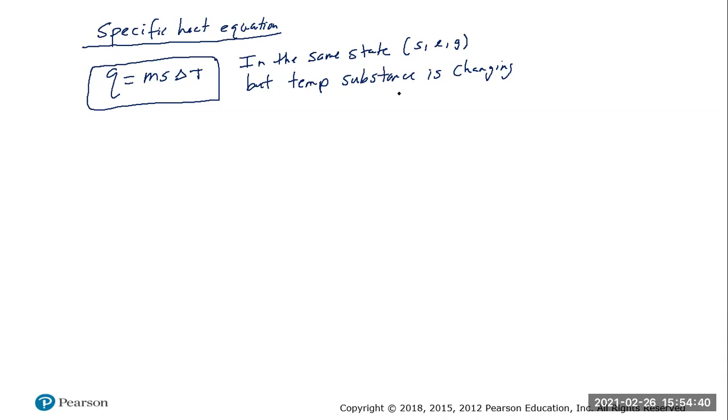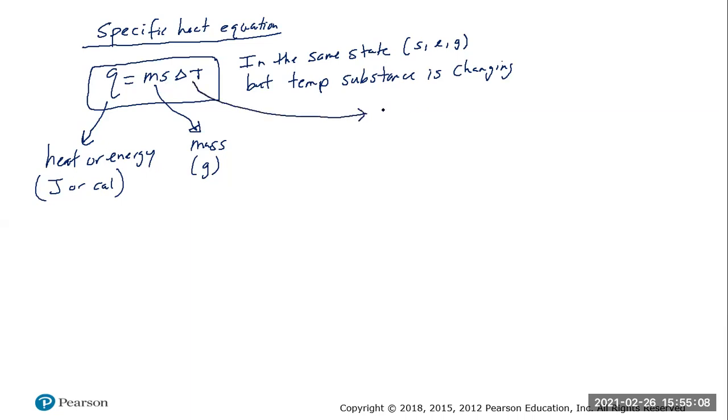What do all these values mean in this equation? Well, Q is heat or energy, and it will have units of joules or calories usually, depending on which one you choose. M is mass of the substance, and the mass of the substance is in grams. ΔT is the change in temperature. And that's defined as the final temperature minus the initial temperature.